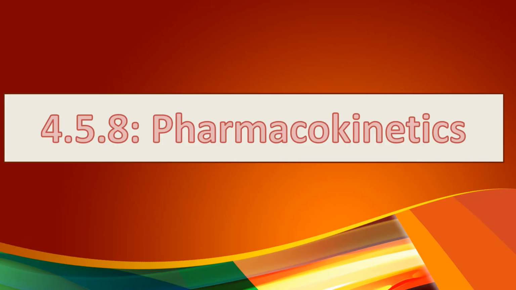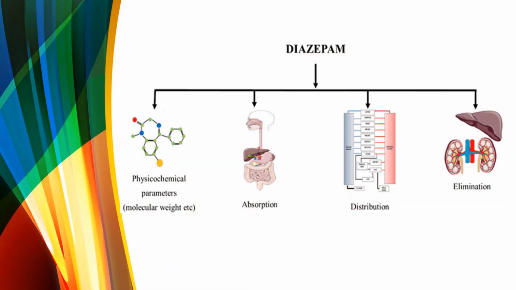Pharmacokinetics of diazepam. Diazepam is well absorbed after oral administration and reaches peak plasma concentration within 1 to 2 hours. It is distributed widely over the body into tissues, crosses the blood-brain barrier, and is also lipophilic. The metabolism occurs in the liver by cytochrome P450 and it is eliminated through the kidneys in the form of urine.